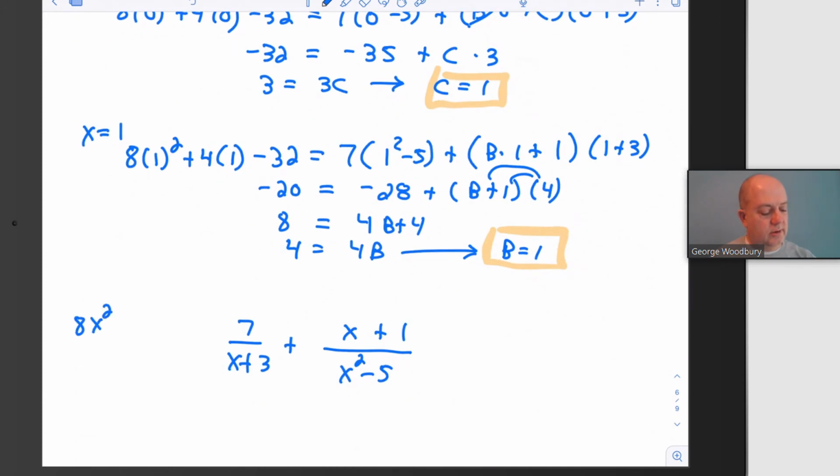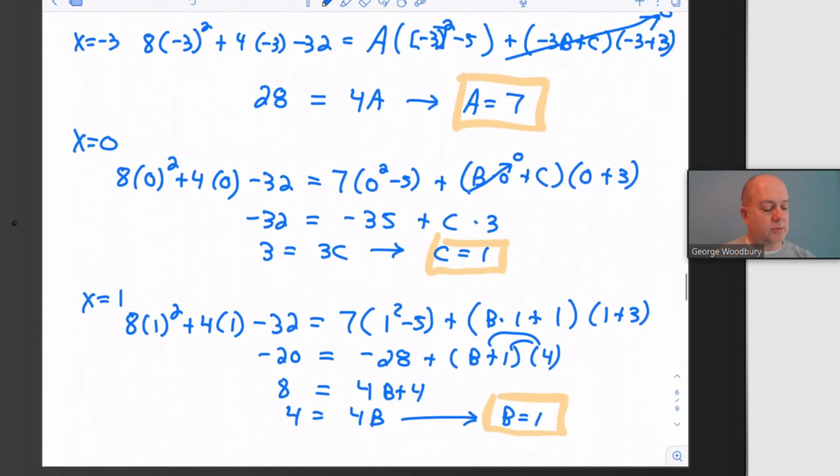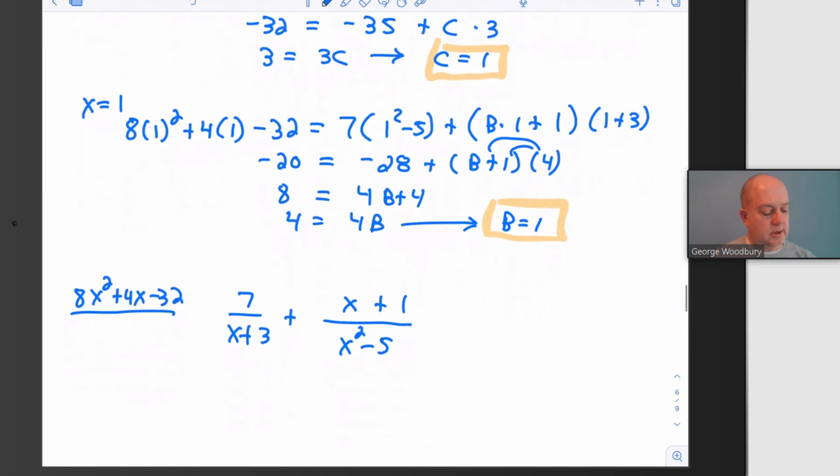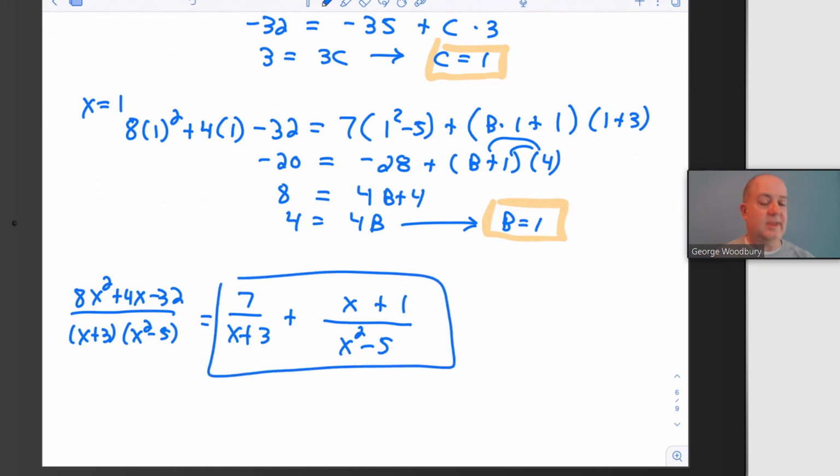8x squared plus 4x minus 32 over x plus 3 times x squared minus 5 is equal to that partial fraction decomposition.